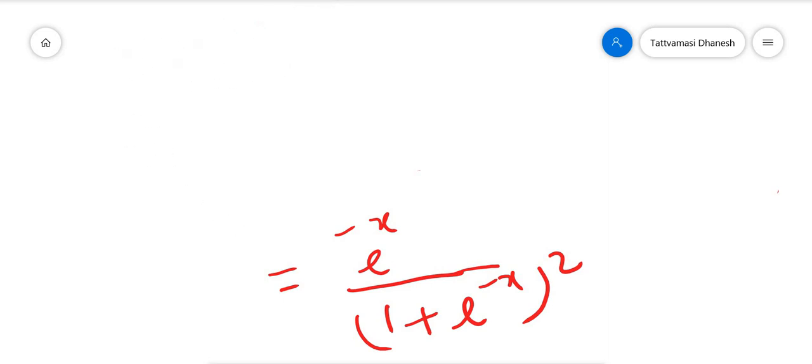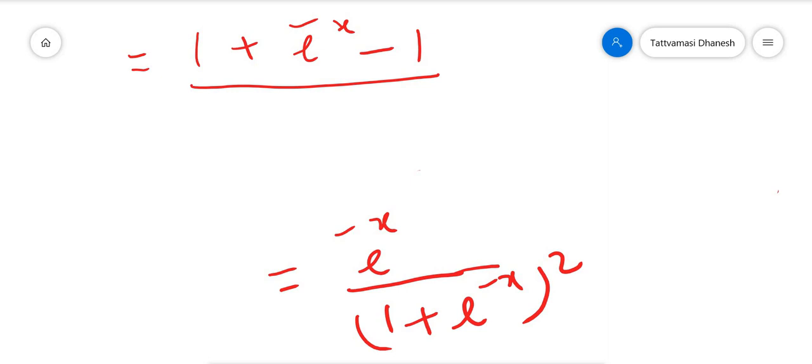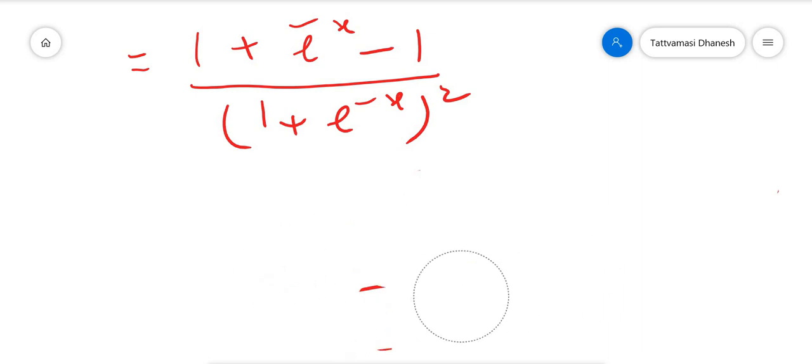So you have this. I am adding and subtracting 1 here. So you will be getting it as equal to 1 plus e raised to minus x minus 1. So 1 and minus 1 cancel, divided by 1 plus e raised to minus x, the whole square. The same thing only I have written, not much difference. You can easily understand this. And then I am splitting it in this way.